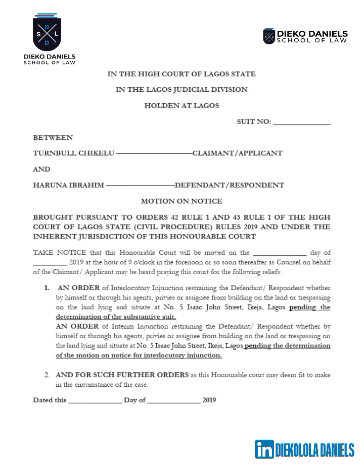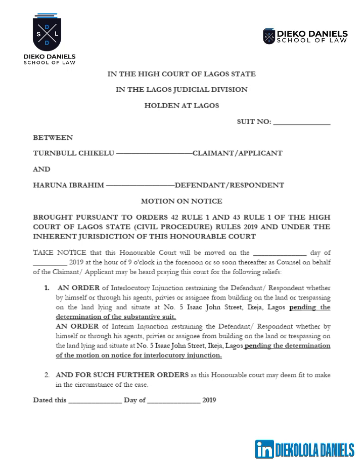Number one, an order. Put your order in capital letter. My drafting style, my order is usually in capital letter. Yours can be in small letter. So mine is usually in capital letter. Now, an order of interlocutory injunction restraining the defendant, respondent, whether by himself or through his agent, privies, or assignee from building on the land or trespassing on the land or any other thing that you want to add, lying and situate at number 5 so street.